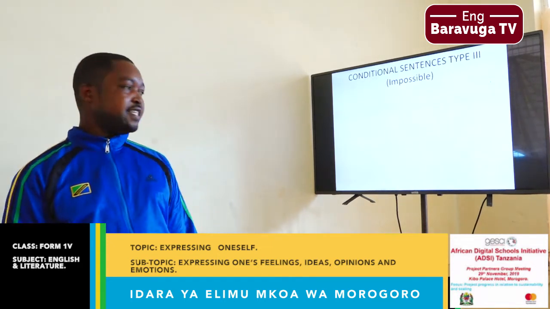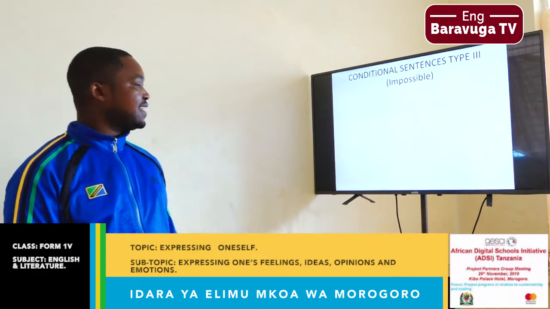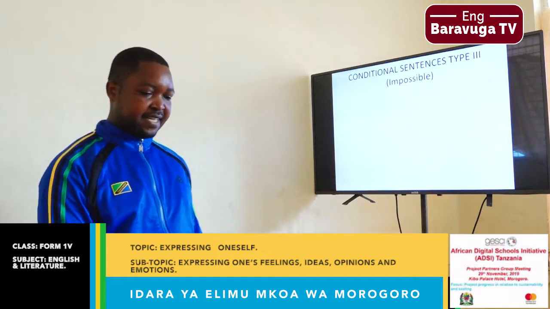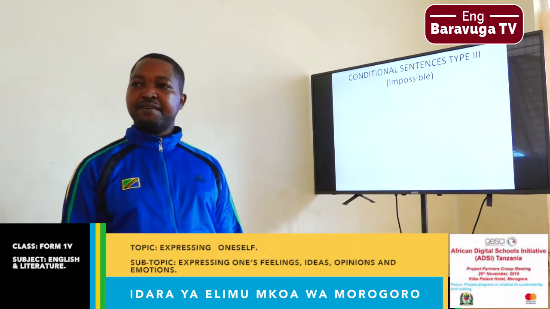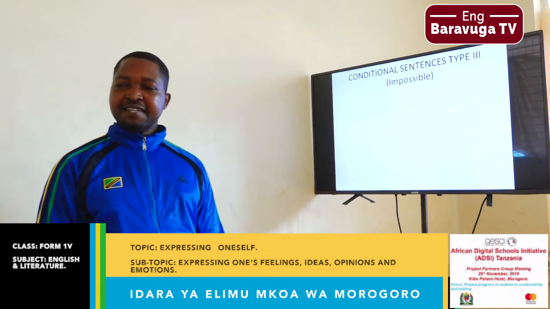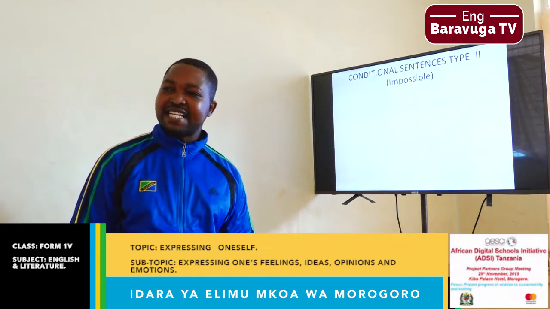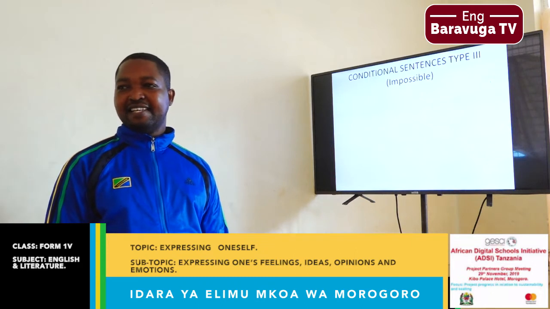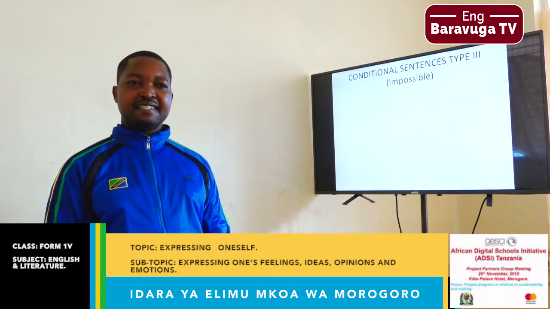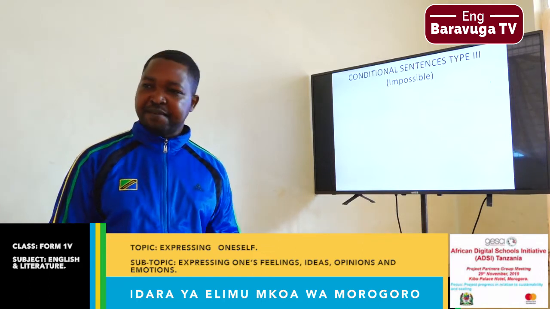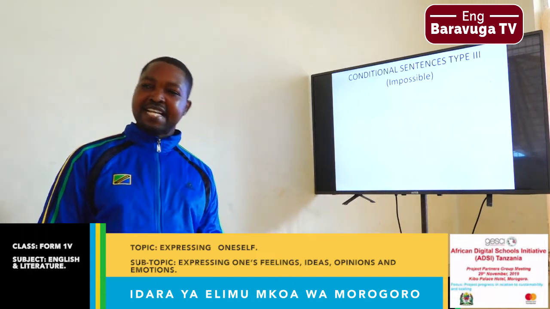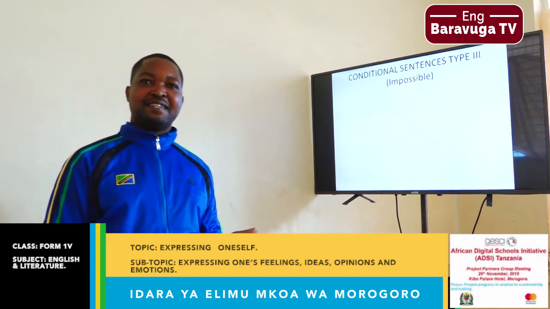Now, having gone through type 1 and type 2 as a revision, just to remind you of what we learned in the previous lesson, our focus today will be on conditional sentence type 3. With conditional sentence type 3, we are talking about impossibility. That is, it's impossible to happen. In conditional sentence type 1, we talked about the probability of an event occurring. That is, there is a high possibility that it will happen. In conditional sentence type 2, it is unlikely. That is, there is a probability that it can happen or it cannot happen.